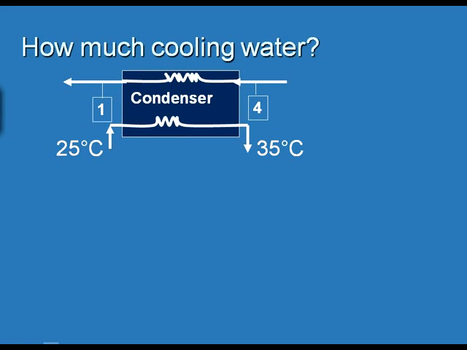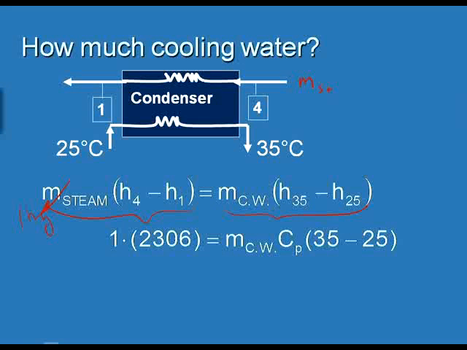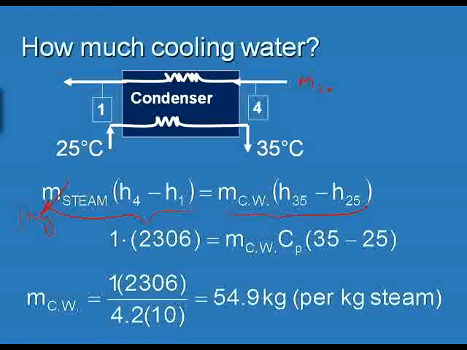So let's go back to the condenser and do an energy balance about the condenser. And our energy balance is mass of the steam, here we have steam, times H4 minus H1. The drop in energy of the steam is equal to the rise in energy of the cooling water. And if we take the steam to be a basis of 1 kilogram, then we'll find that the cooling water flow per kilogram needs to be 54.9.